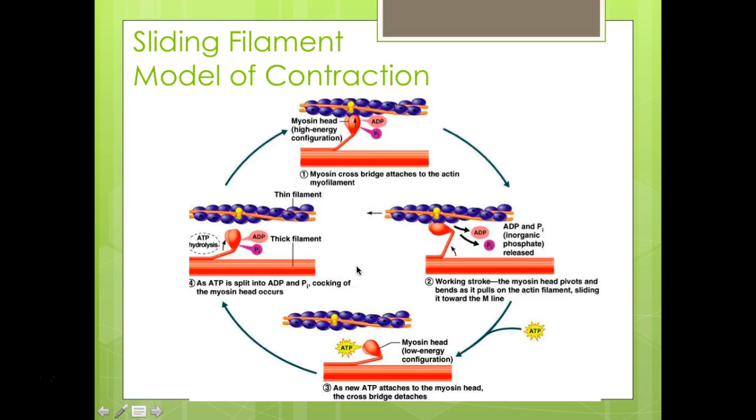Next, a new ATP is going to come and attach to the myosin head in order to detach the myosin head from the actin filament. After that happens, we get ATP hydrolysis, breaking off one of those phosphates from what was before the ATP, and now we have ADP. And so we get the myosin head cocking back and getting ready to attach once again.